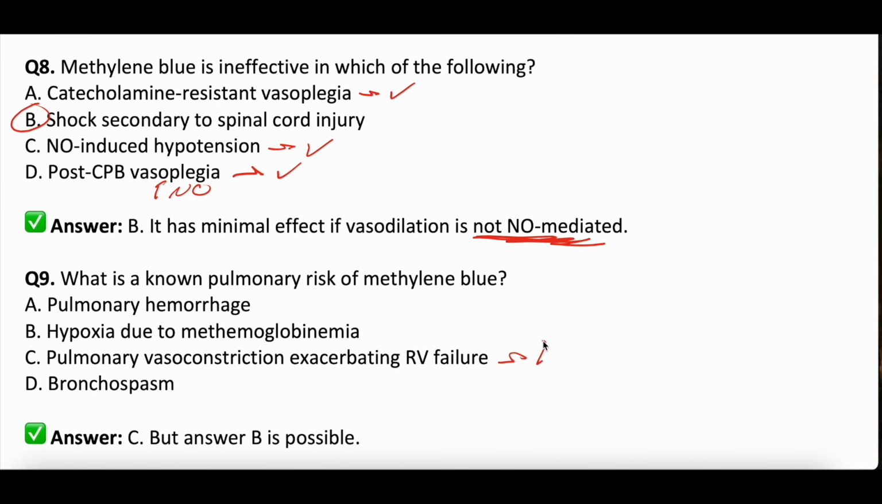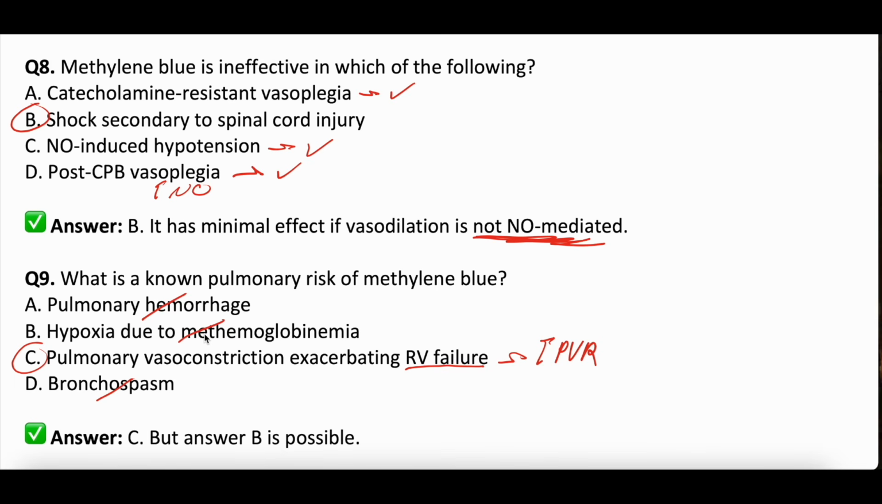So we know methylene blue increases pulmonary vascular resistance, and as such can lead to pulmonary vasoconstriction, and it can worsen RV failure. So patients with RV dysfunction from ARDS or chronic RV dysfunction from pulmonary hypertension, you have to be really careful with methylene blue. Methylene blue does not cause bronchospasm. We should circle the right answer. Methylene blue does not cause pulmonary hemorrhage, and it does not cause hypoxia due to hemoglobinemia.